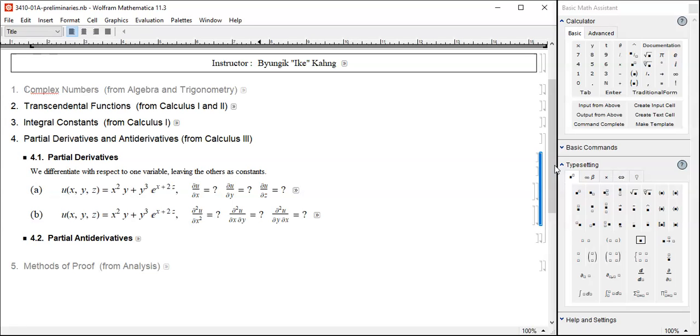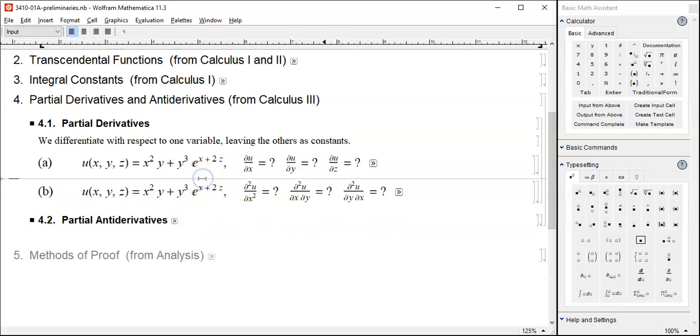What is a partial derivative? It's a derivative computation with respect to a certain variable, say x or y or z, regarding the other characters as constants. Those are partial derivatives.